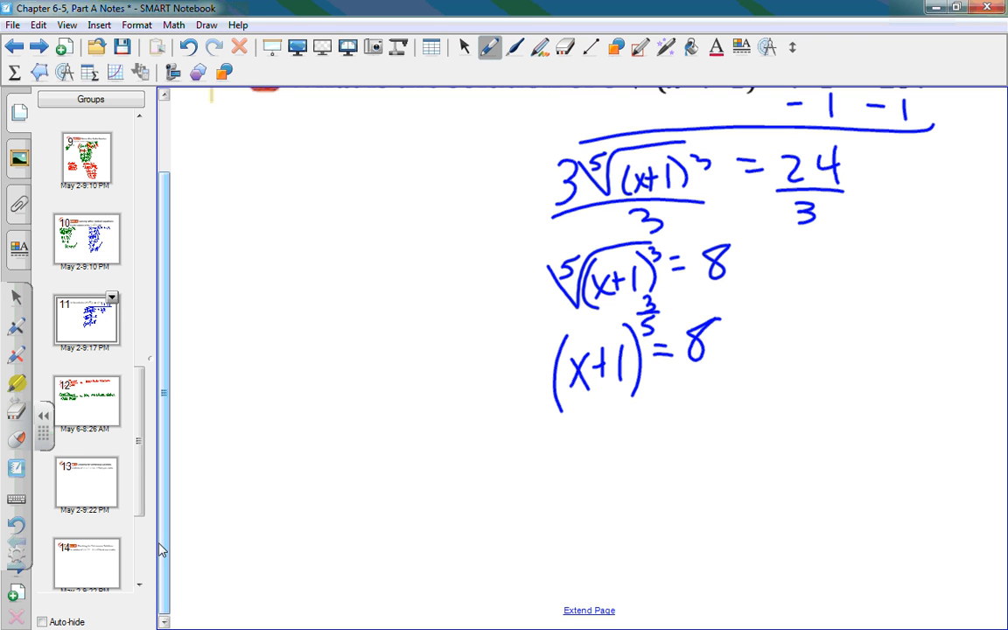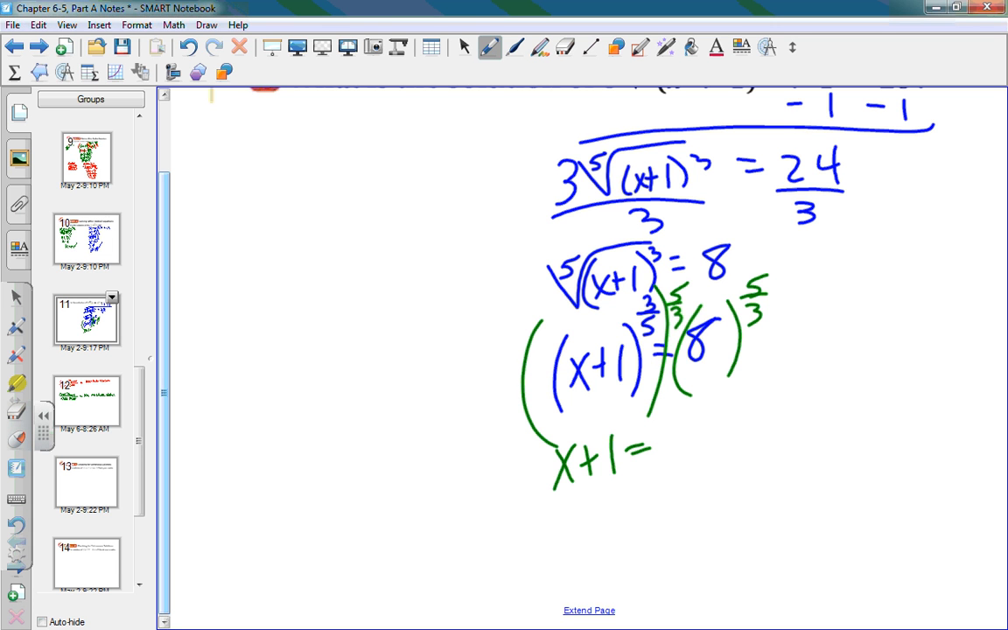No. So do I require absolute value bars? No, because we don't care. We can take the cube root or the 5th root of a negative number. Do we understand that? Okay, so now what do I do? I'll use the reciprocal. The reciprocal is 5/3. No absolute value required. And do I take the 5th power or the cube root first?